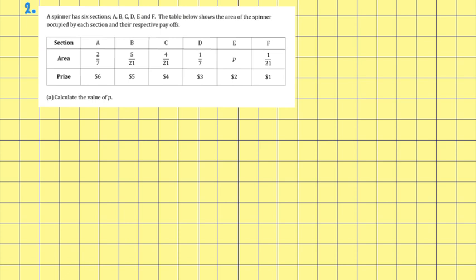A. Calculate the value of P. Well, we know that all the probabilities must add up to 1. So the areas must add up to 1. So therefore, P is equal to 1 minus 2/7 plus 5/21 plus 4/21 plus 1/7 plus 1/21.